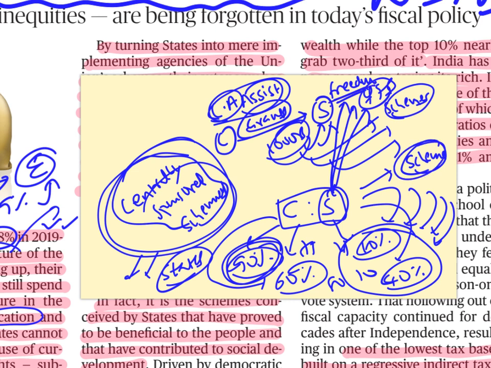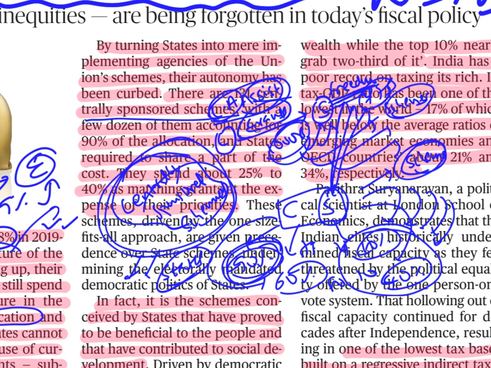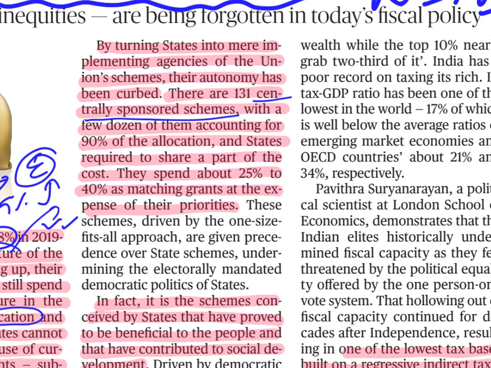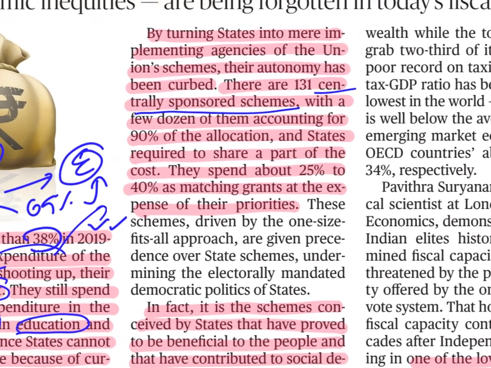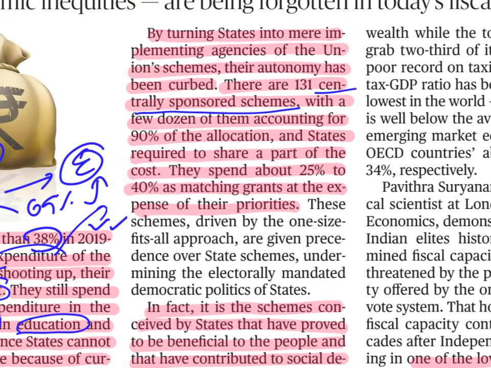Here the states are losing freedom. They are not able to decide where to spend the money. The center decides and the state will have to merely implement the scheme, nothing else. This is where the author is saying states are completely losing the freedom. In general, they are spending around 25% to 40% as matching grants at the expense of their priorities. Look at this, priorities.